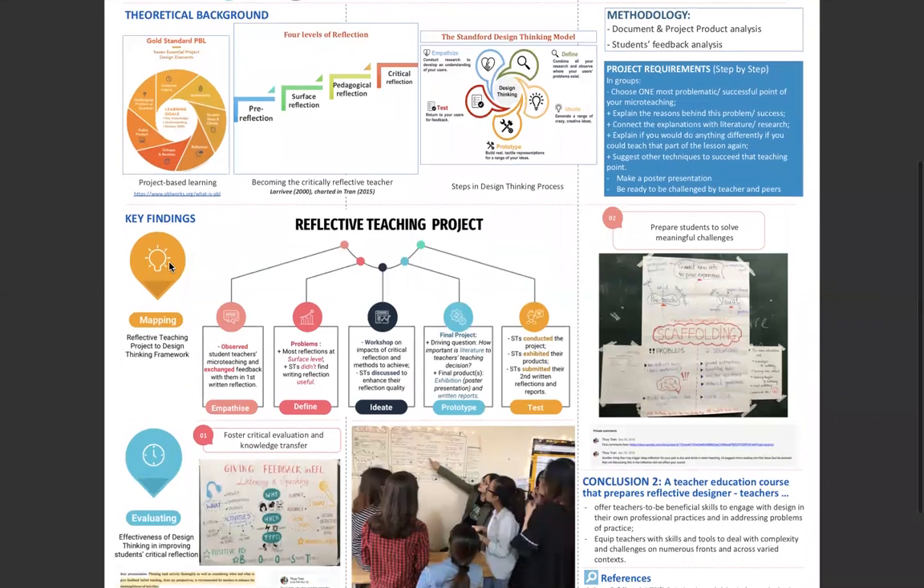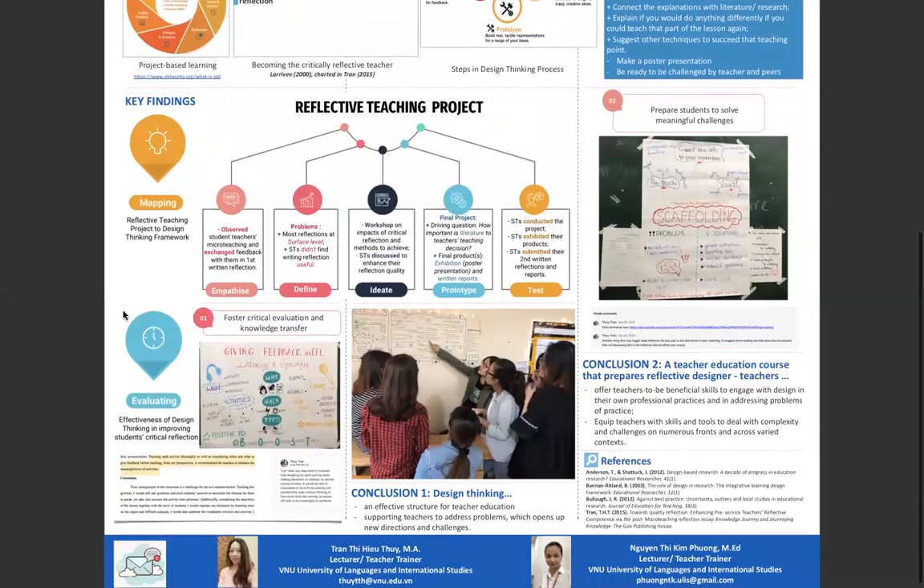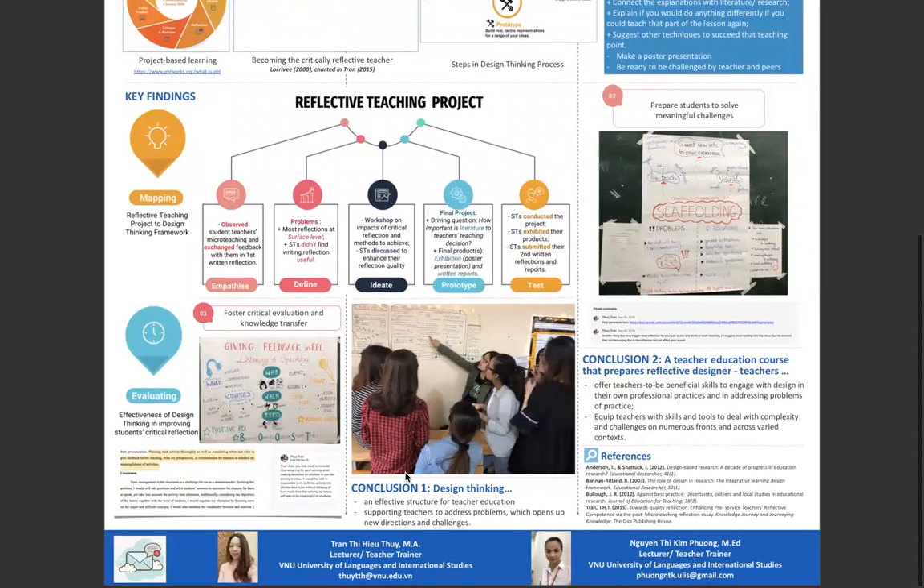In the key findings section, I will describe the project requirements in detail before mapping the project steps with the steps in the Stanford Design Thinking Model. Much time will then be devoted to the analysis of the effectiveness of design thinking in improving students' critical reflection in this particular project. There are two important conclusions being drawn from this research, and the report ends with a shortlisted reference and also the author's contact information.